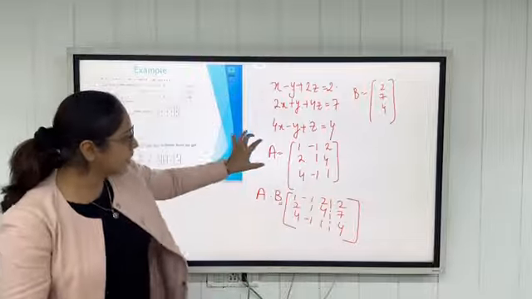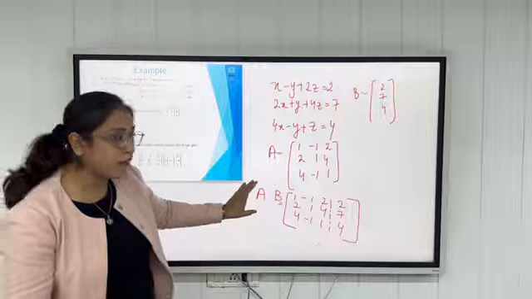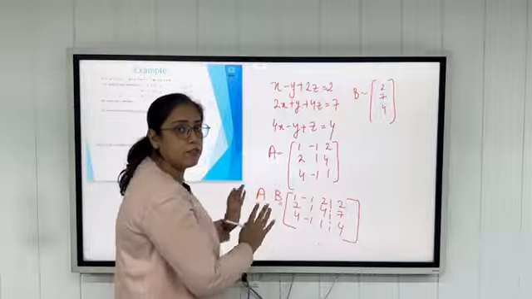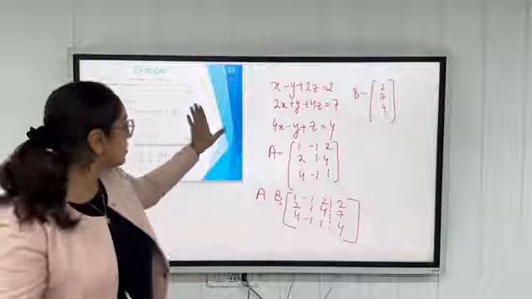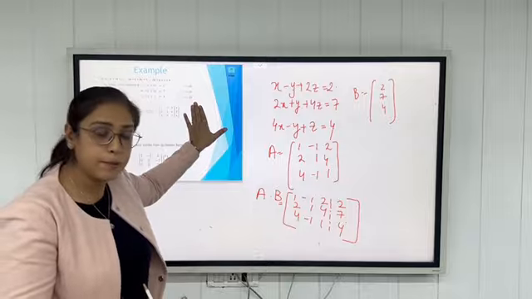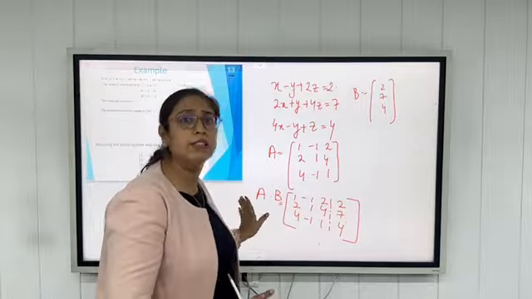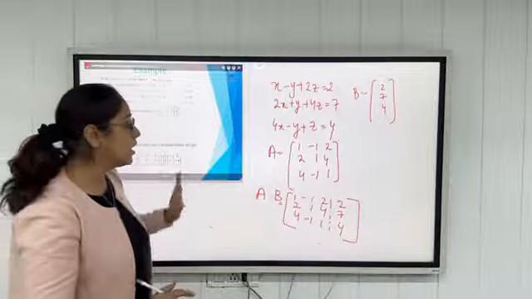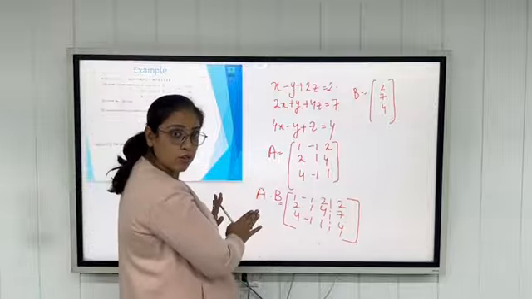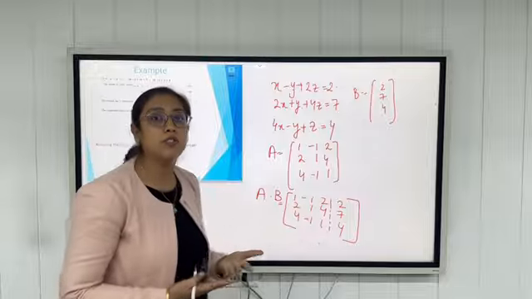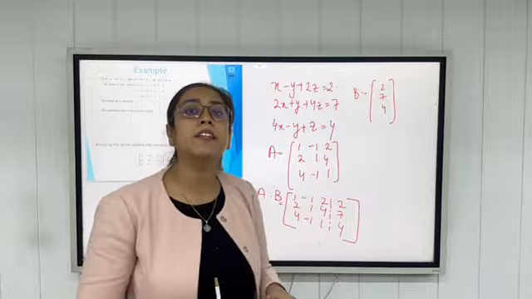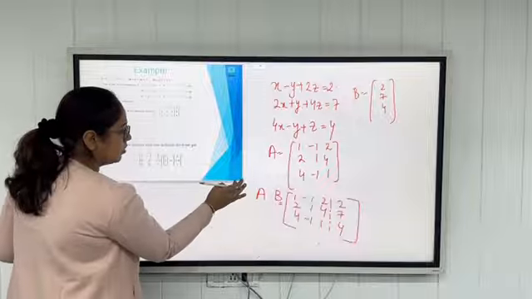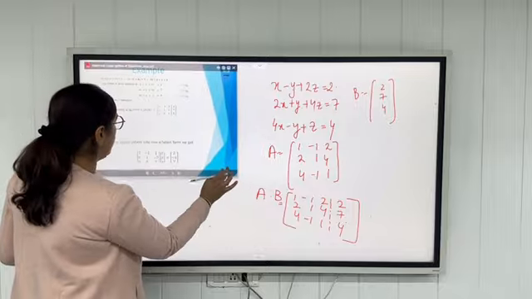Now we have to check whether the rank of A and rank of the augmented matrix is equal or not. If it is equal, then we will say that the system of equations is consistent. And if it is not equal, then we say that the system of linear equations will have no solution. Now we have to check the rank of both the matrices. How will you check the rank of the matrix? By converting them into the row-echelon form. So we will convert them into row-echelon form.